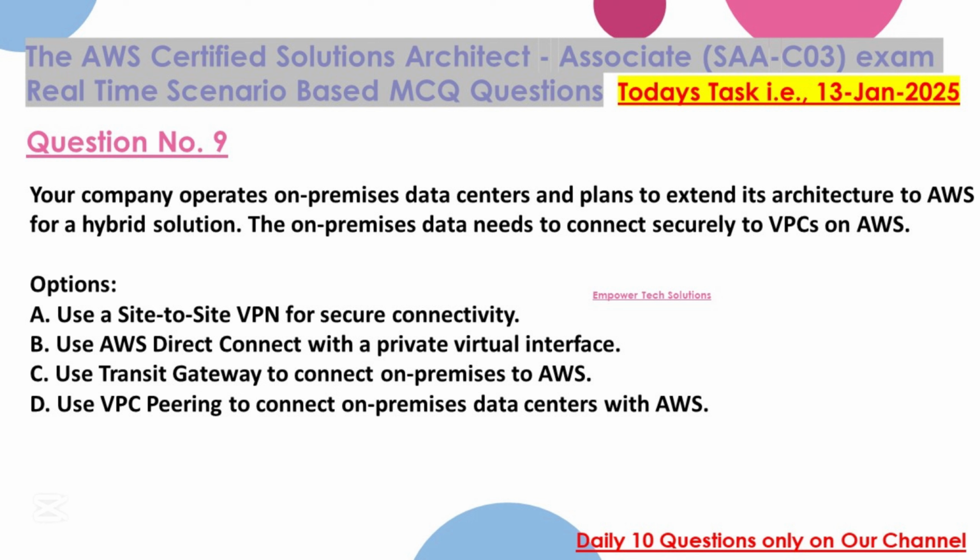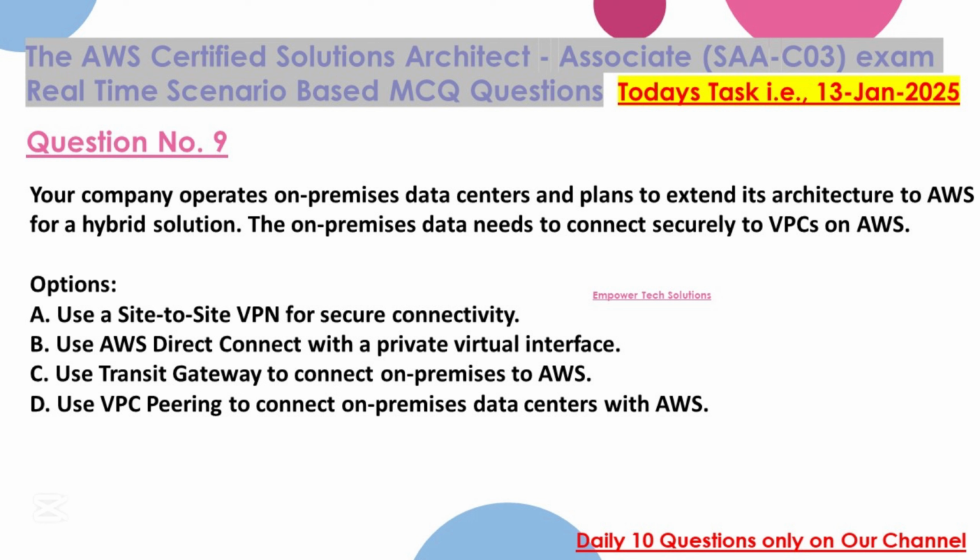Your company operates on-premises data centers and plans to extend its architecture to AWS for a hybrid solution. The on-premises data needs to connect securely to VPCs on AWS. Options: A. Use a site-to-site VPN for secure connectivity. B. Use AWS Direct Connect with a private virtual interface.